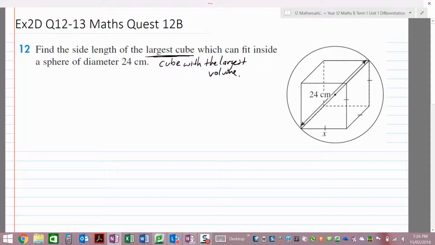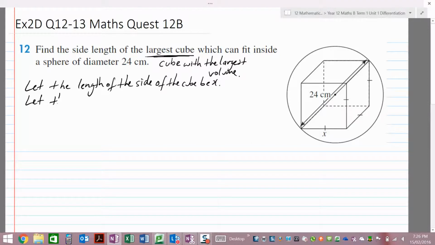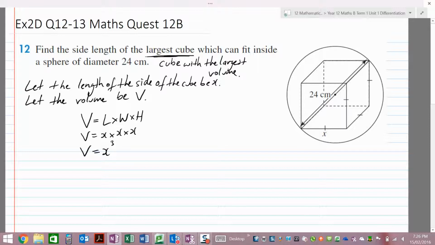Okay, so as the diagram suggests, we'll let the length of the cube, or length of the side of the cube, be x. Okay, and let's let the volume be capital V. So let's see if I can write an equation for the volume. V equals length times width times height. They're all x. It's a cube. So the volume is x cubed.